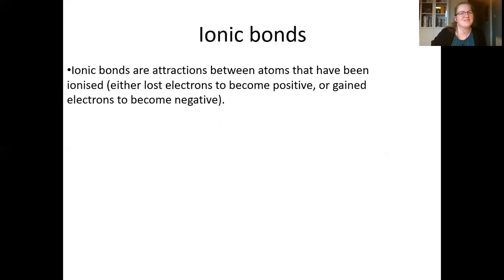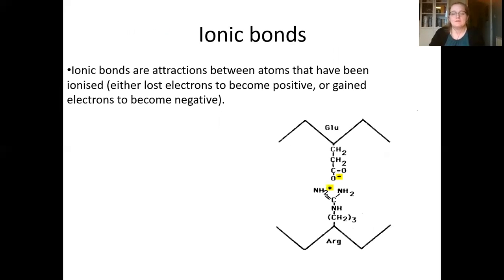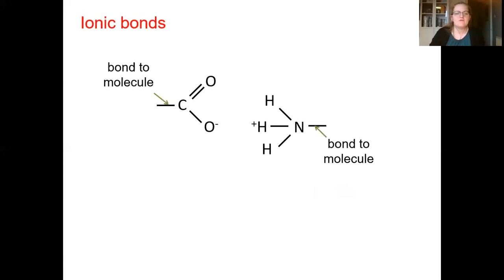Ionic bonds, exactly the same as ionic bonding in GCSE. These are attractions between atoms that have been ionized, so they've either lost or gained electrons to become positively or negatively charged. What happens here is we have our bond that bonds it to the rest of the molecule. So we've got our amines and our carboxyl group, our acidic group and our basic group again.